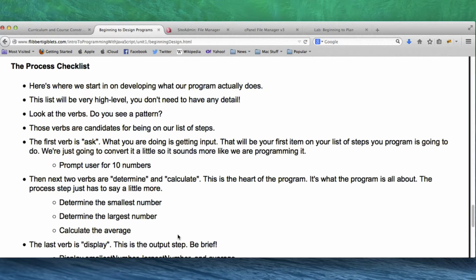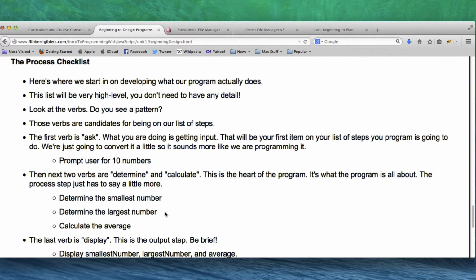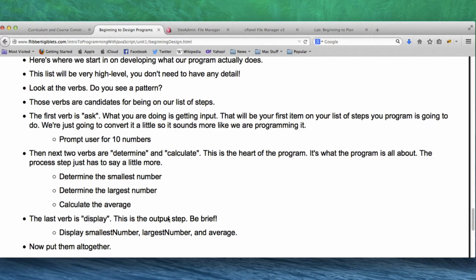And here's the interesting thing: the more you start doing this conversion of problem statements into planning lists, program solutions are just going to start jumping out at you at these subsection levels. So it's really a cool thing. Okay, so we have determine the smallest number, determine the largest number, and calculate the average.